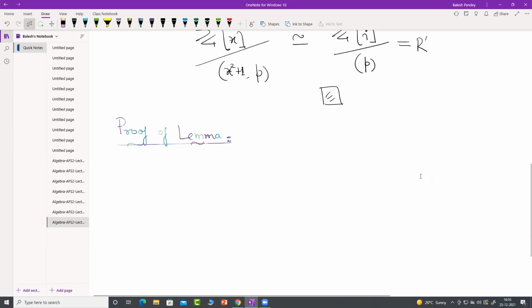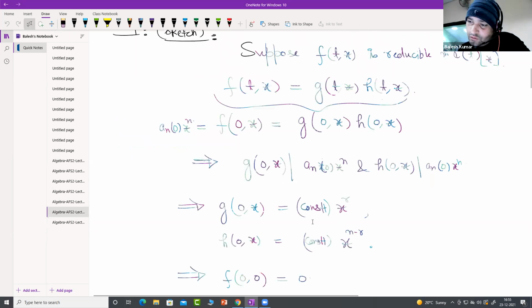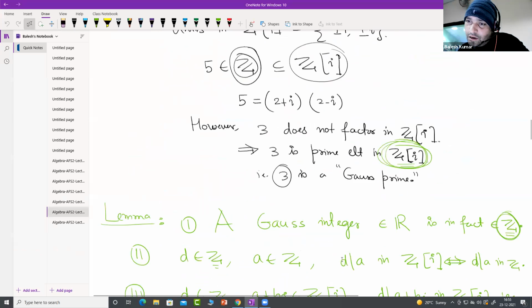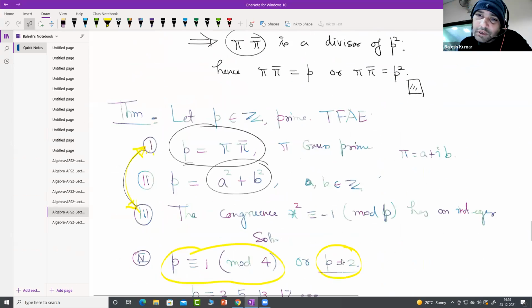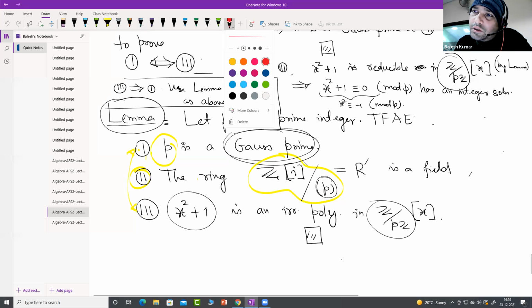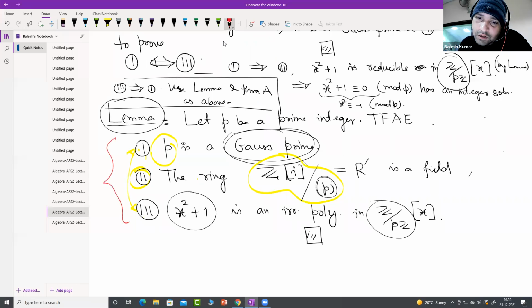So let us first prove one if and only if two of this lemma. This is exactly the lemma that we would like to prove here. One says that suppose p is a Gauss prime, then we need to prove that the quotient ring is actually a field.